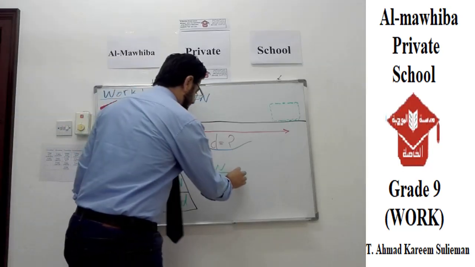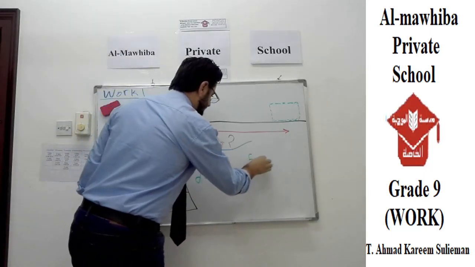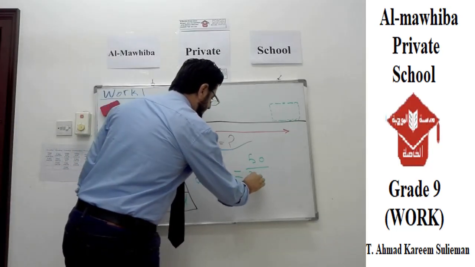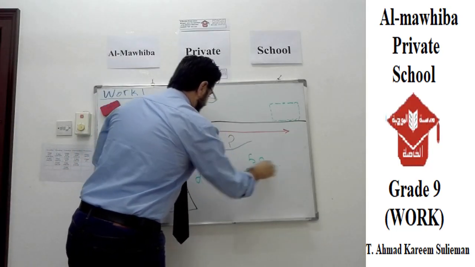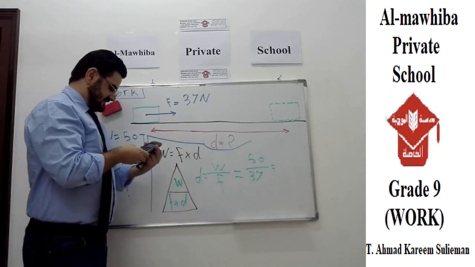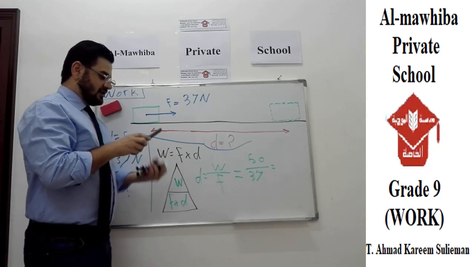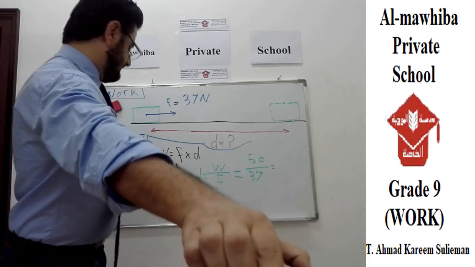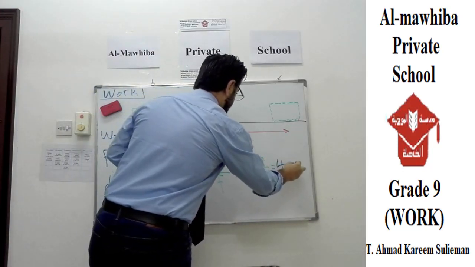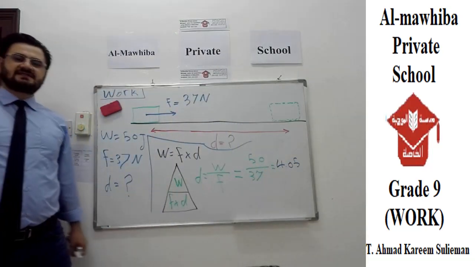So now we substitute the numbers. How much is the work given? It's 50. How much is the force given? It's 37. We do the calculation. We divide 50 by 37. It will be 4.05. The answer will be 4.05. This is the distance.